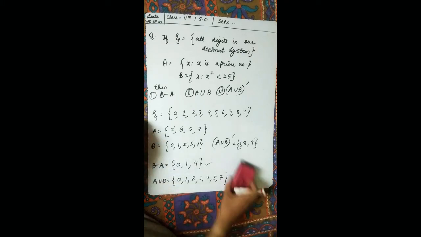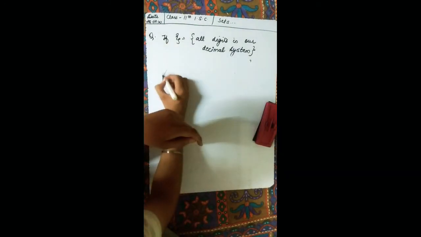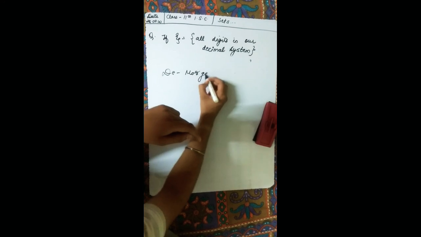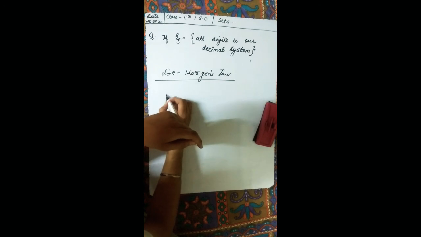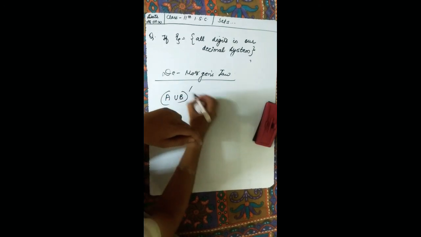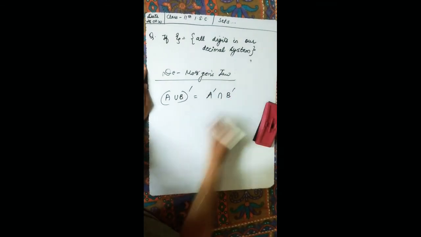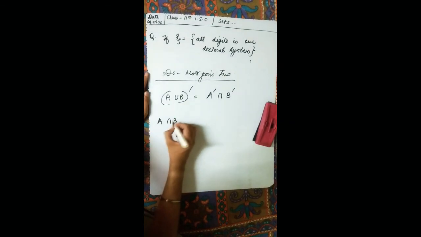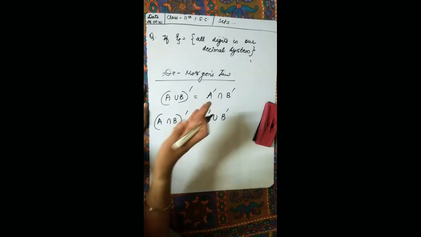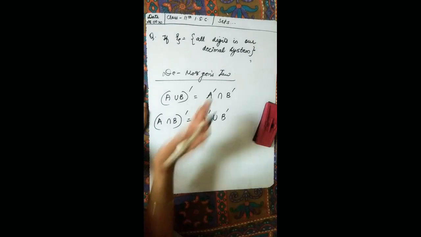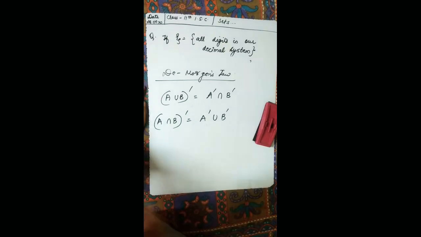One more thing from here I just want to explain to you, that is called De Morgan's law. De Morgan's theorem or law, whatever we can say, says that A union B the whole complement can be written as A complement intersection B complement, or A intersection B the whole complement is A complement union B complement. You can understand, take two sets and try to verify this law, or you can also verify with the Venn diagram. So I'm leaving it for you to verify.